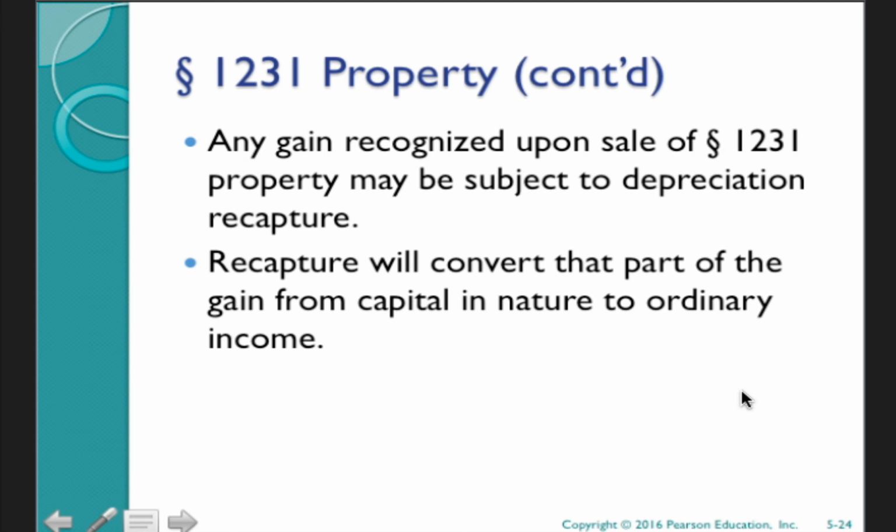But any gain recognized on the sale of a 1231 property may be subject to depreciation recapture. And this will basically convert part of the gain from capital in nature to ordinary income, depending on the amount of depreciation that has been recognized. And again, we will talk more about that as we move through the semester.